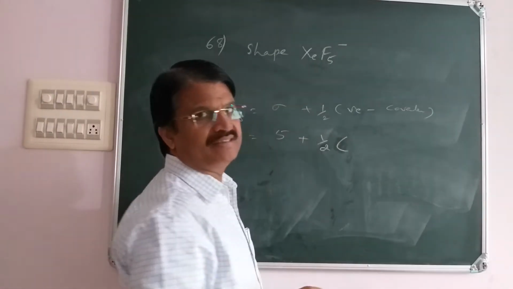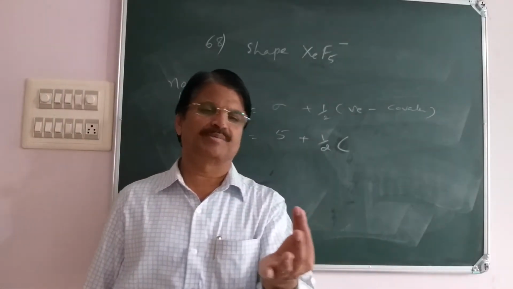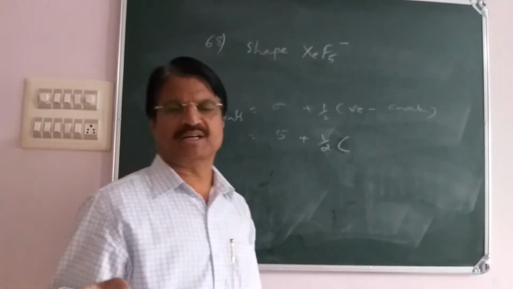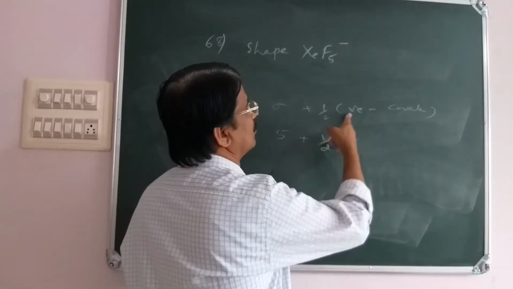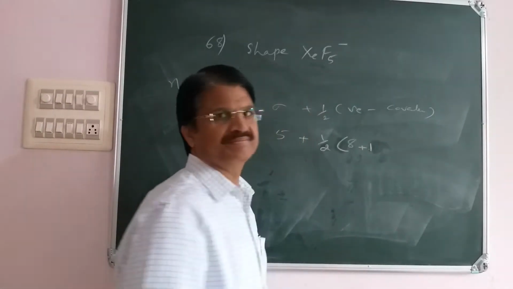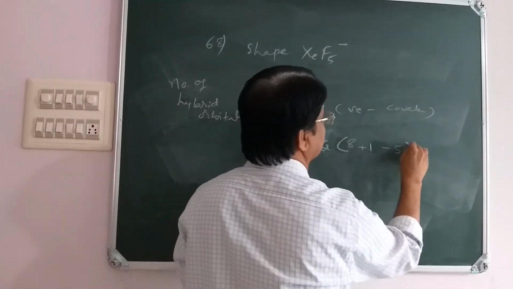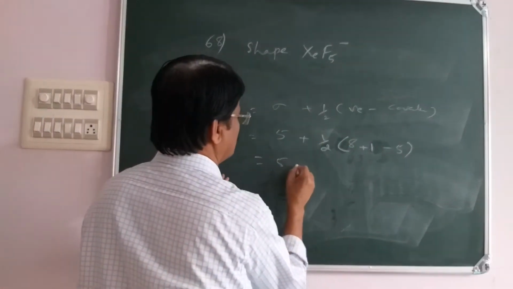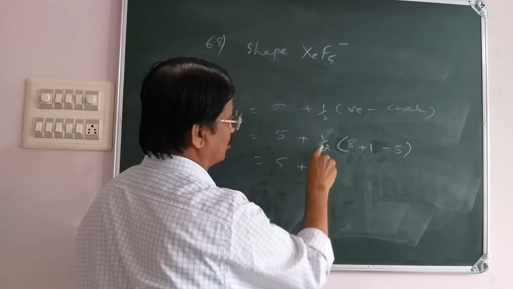Valence electrons of Xe: any noble gas, except helium, that is neon, argon, krypton, xenon, and radon, they have 8 outermost electrons, because halogens have 7 electrons and noble gases 8. Therefore, 8 valence electrons, but there is a negative charge, therefore 1 electron added, minus covalent bonds 5. Total number of covalent bonds equals 5. Therefore, 8 plus 1, 9, minus 5, 4. 4 by 2, 2.